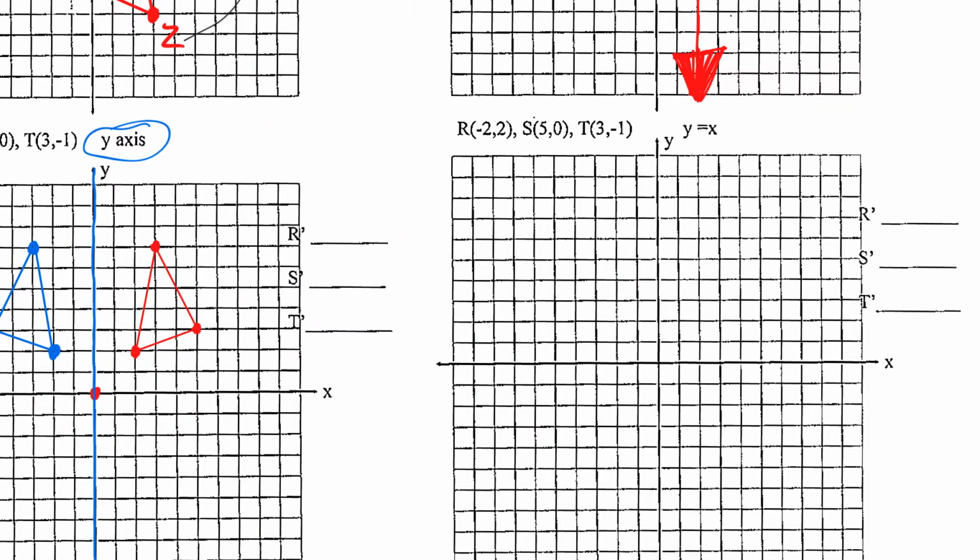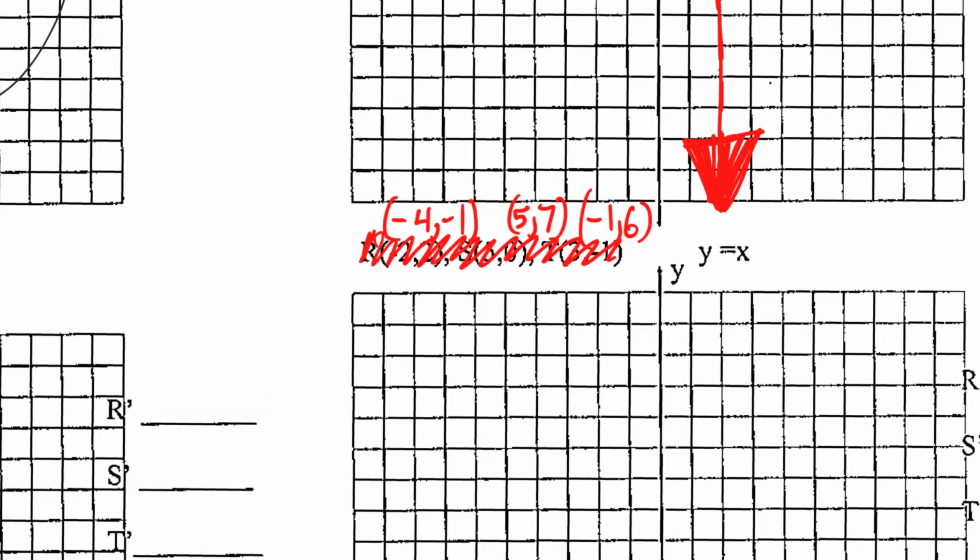Okay, on this next one, same thing. I don't want to plot these, but I want to write down the coordinates of these new ones. So let's plot one at negative 4, negative 1. Let's plot one at 5, 7. And then one at negative 1, 6. So plot those 3 points: negative 4, negative 1, 5, 7, and negative 1, 6.